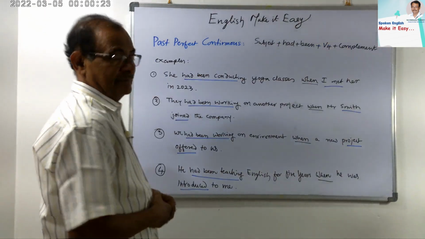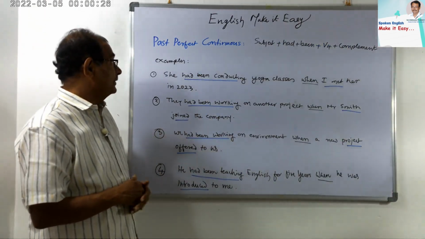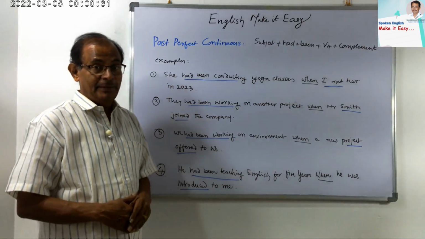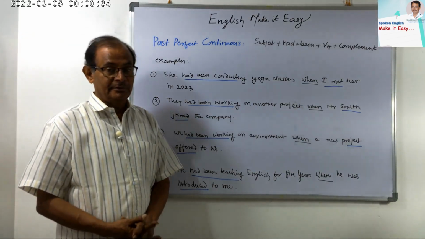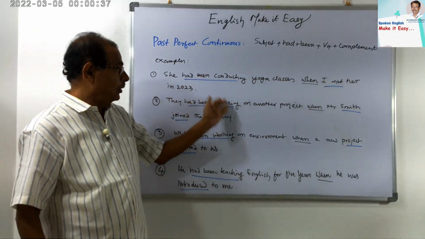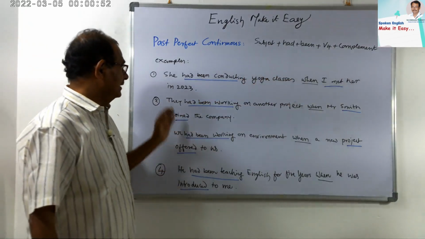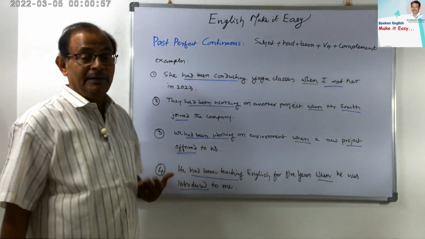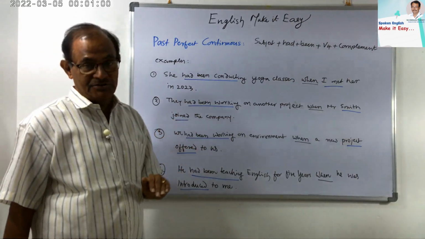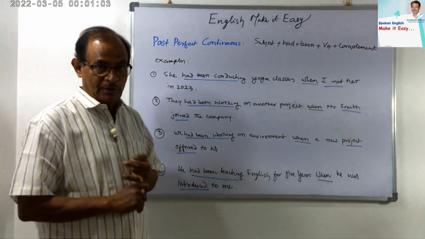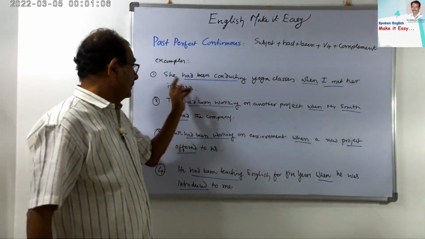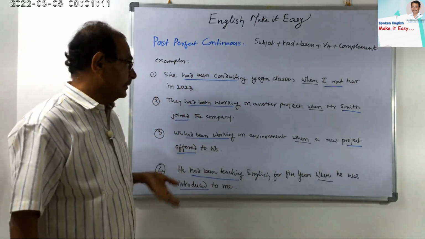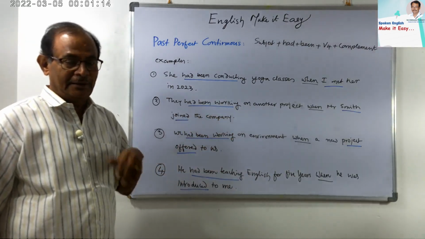Okay, thank you. Yes, students, so here are some more examples on this past perfect continuous. The structure is subject plus had plus been plus V4 plus complement. So this is the simple structure for it, and all these sentences will follow the structure. See here, she had been conducting yoga classes when I met her in 2023. Both are past actions. I met her in 2023, that is one past action. At the time, what she was doing, she had been conducting yoga classes. Or you can say for 5 years when I met her, that also you can say.